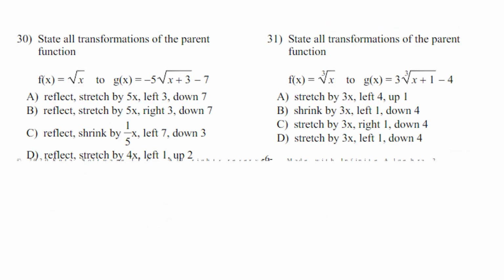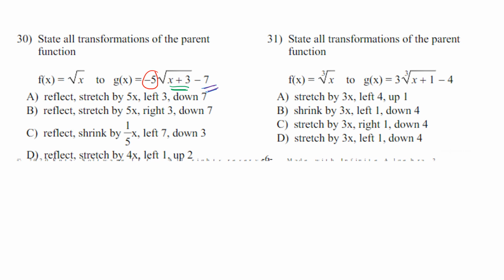Here we go. All right, now you have it in an equation. So we're going to look for a values at the beginning. We are going to look for horizontal shifts under the radical, and then we will look for our vertical shifts outside of the radical added on to the back end. So in example 30, the square root of x is the parent function, f of x, and our transformed g of x is -5 times the square root of x plus 3, and then -7.